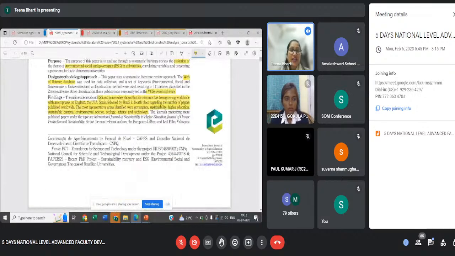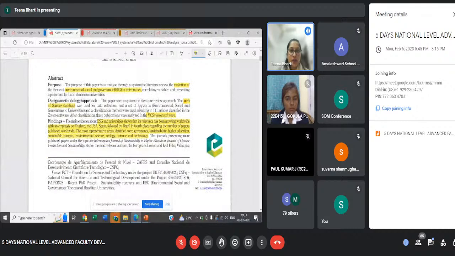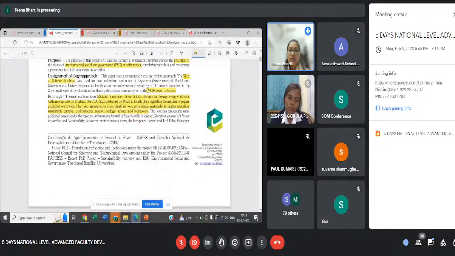Now, when I just traversed it, I looked at the purpose. I saw that, okay, fine, this is talking about themes. I looked at the design and methodology section. It is talking about the Web of Science database. It is talking about some software. And then in the findings, it is talking about ESG and the kind of relevance it has for the world, with an emphasis on England, USA, Spain, etc.